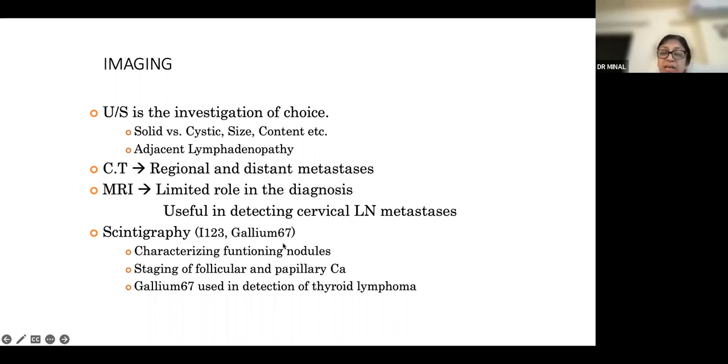Scintigraphy, that is iodine studies or the gallium studies, they will characterize a functioning nodule. So if it is a hot nodule, then it is thyrotoxic nodule. You don't need to think about malignancy. Most commonly, it is very rare. If it is a cold nodule, yes, then it becomes important. Then this cold nodule needs to be verified with your US guided FNAC. Staging of the cancers can be done using the scintigraphy. Gallium-67 is used for the detection of lymphomas.